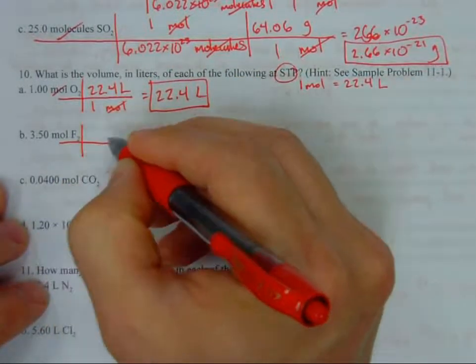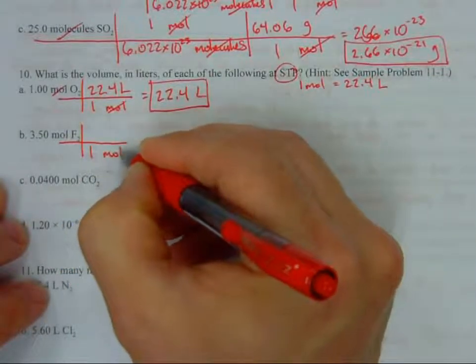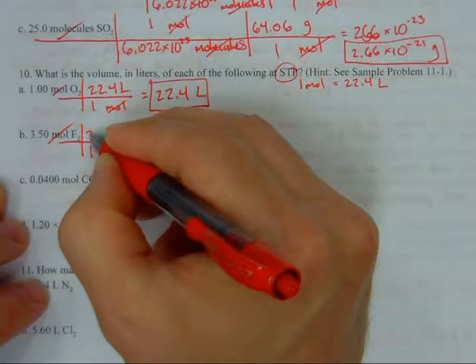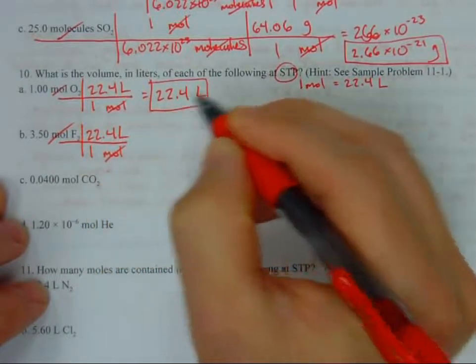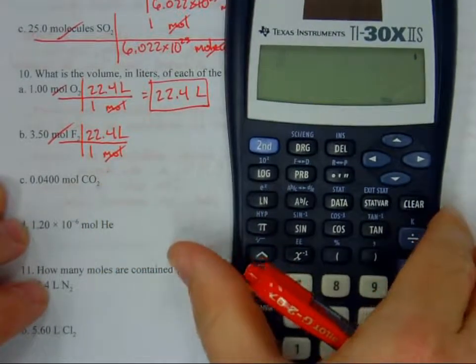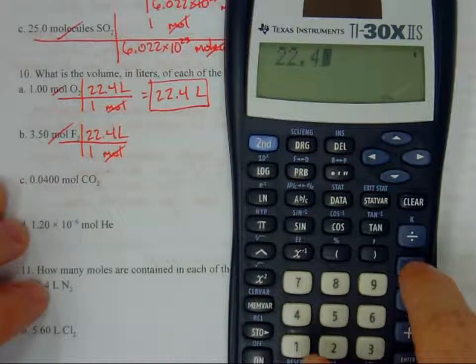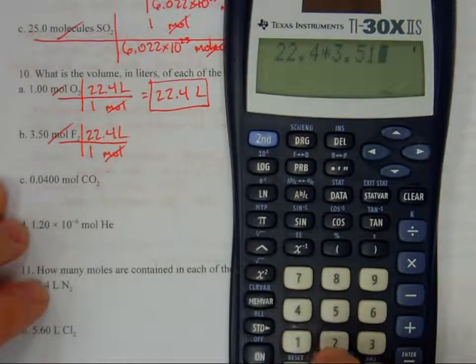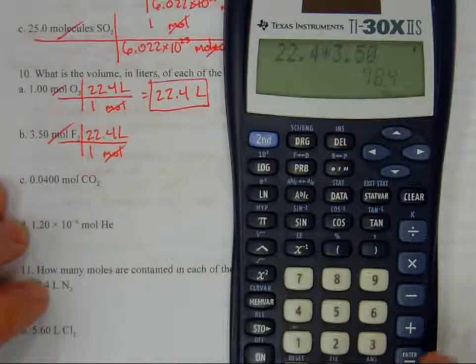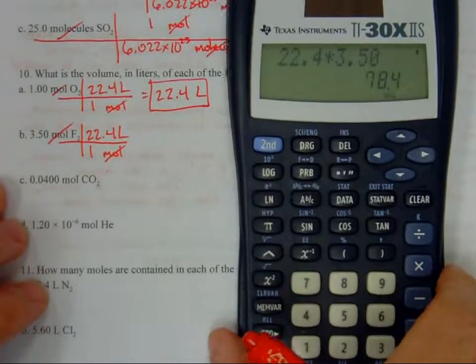B, I'm going to set it up the exact same way. I need to cancel these moles and get into liters. But now I actually get to use my calculator because I can't really do that in my head. I mean, I totally could. I just don't want to right now. Right, we get 78.4 liters.